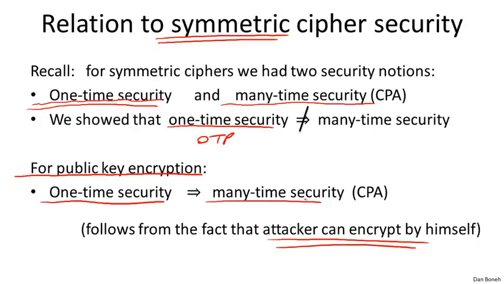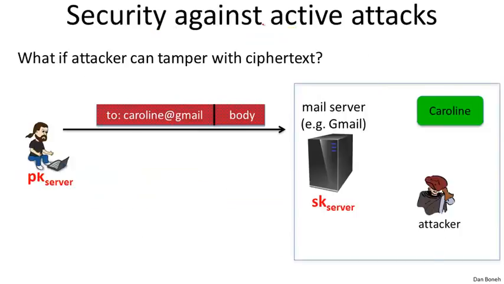So this is just a minor point to explain why, in the settings of public key encryption, we don't need a more complicated definition to capture eavesdropping security. Now that we understand eavesdropping security, let's look at more powerful adversaries that can actually mount active attacks.